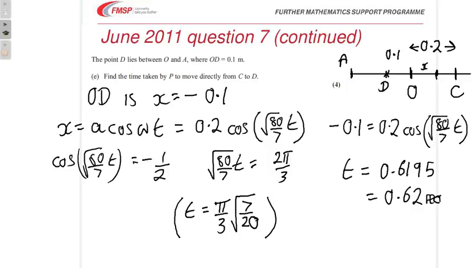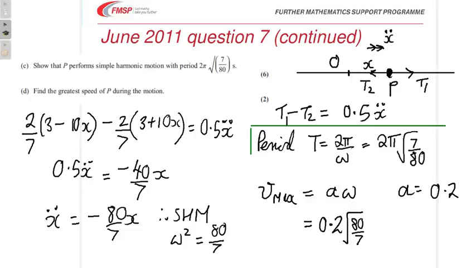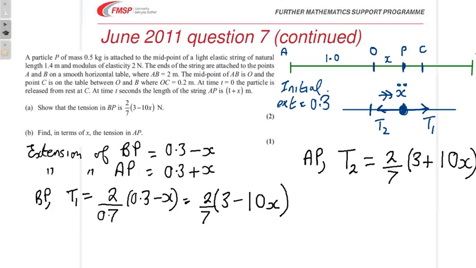Okay, for the marks then. Going back to parts A and B. For the marks for that, we've got an M1 for the tension in AP, BP and the tension in AP. We had an M1 and an A1 and an A1. 3 marks for that. 2 marks for part A and 1 mark for part B.